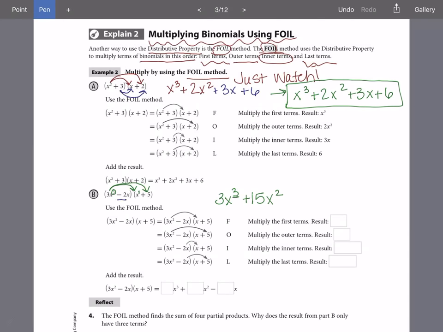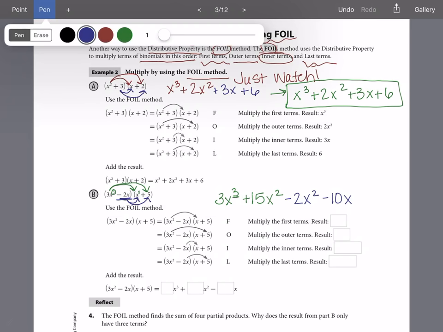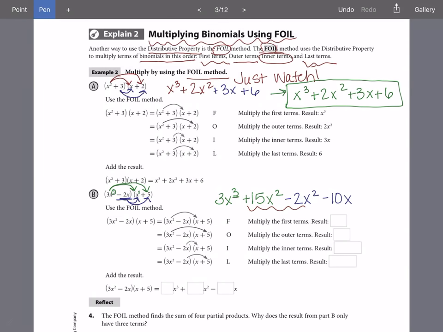I go back and I look at my negative 2x, and now I'm going to distribute that. So I have negative 2x times x, which gives me negative 2x squared. And I have negative 2x times 5, which gives me negative 10x. So the last thing that I need to do is go ahead and combine like terms. So I'm going to look here and I'm going to combine these. And so I'm going to put my answer here. So I get 3x cubed plus 13x squared minus 10x. I got 13x squared from 15x squared minus 2x squared. And then I'm going to go ahead and box this because this will be my final answer.